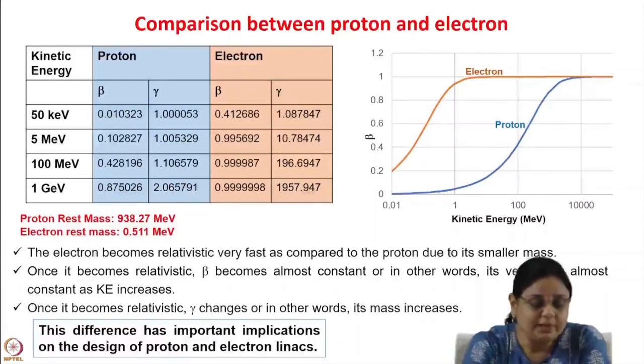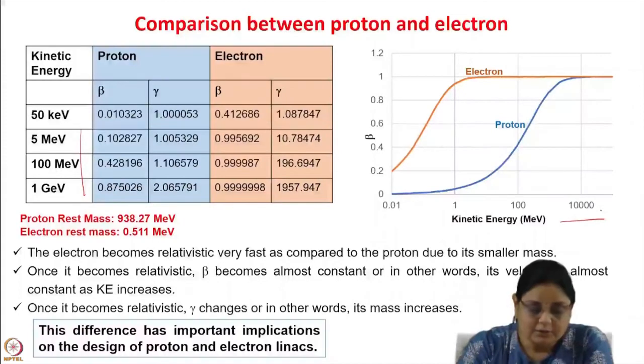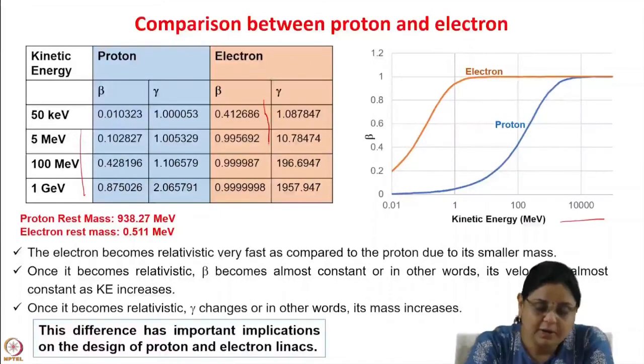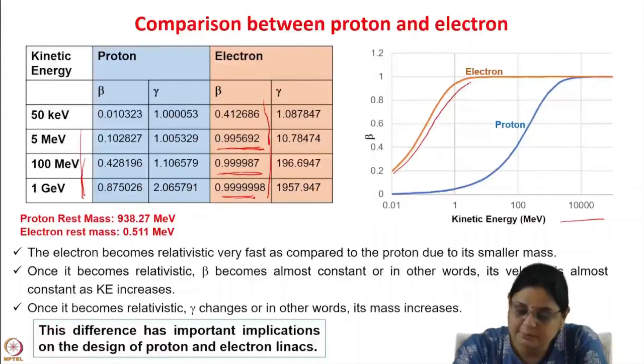Here I have calculated the values of beta and gamma for proton and electron for different values of kinetic energy. Remember, these are kinetic energies, not the total energies. I have plotted this in this graph here. You can see that for the electron, even at 5 MeV, beta has become equal to 0.99, so it is very close to the velocity of light. Now, if the energy is increased to 100 MeV, 1 GeV, there is a very minor change in the value of beta. In other words, the velocity of the electron has become constant, as can be seen in this graph. Even around 1 MeV, the velocity of the electron has become constant, approaching the velocity of light.